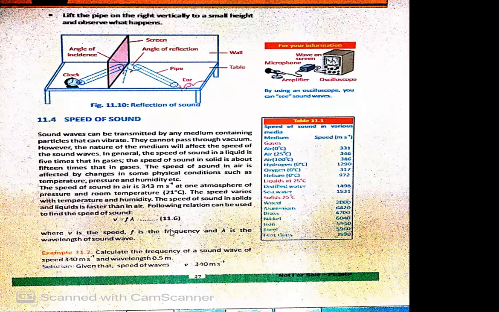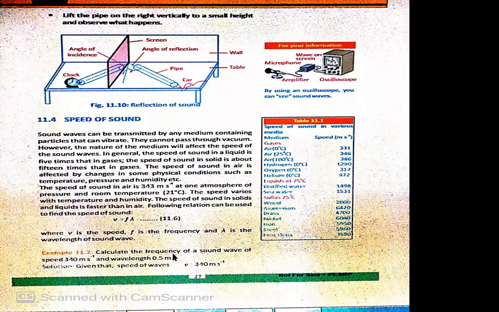For speed of sound, you can find it with the help of this formula: V equals F times lambda, where V is the speed, F is the frequency, and lambda is the wavelength of sound. We have discussed this formula, V equals F lambda, in our previous chapter. Using this formula, I will solve example 11.2.